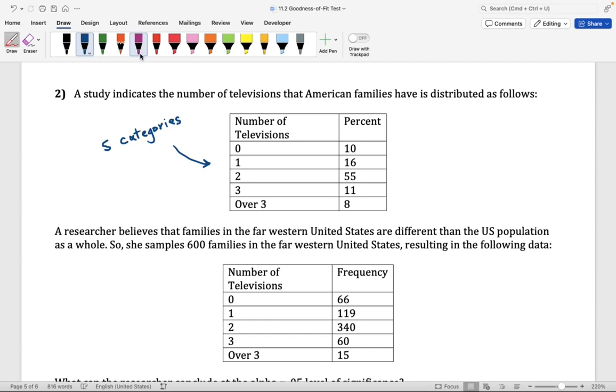Here, we're also being told what percent of families land within each category. This percent is going to help us find the expected value. Let's just make a note to ourselves. We're going to just use these to find the expected value. So we're going to be coming back to this table when we're finding the expected value. Okay? So this is a known distribution. This is the distribution of American families.